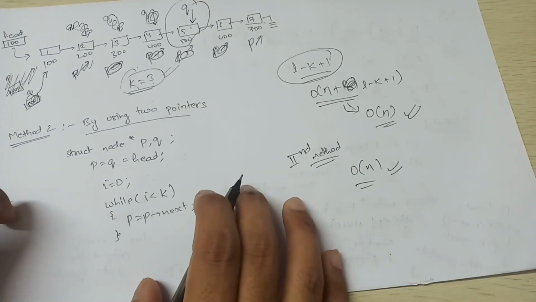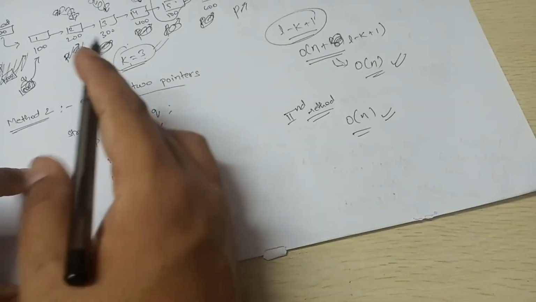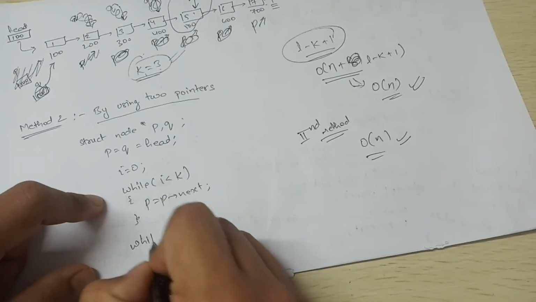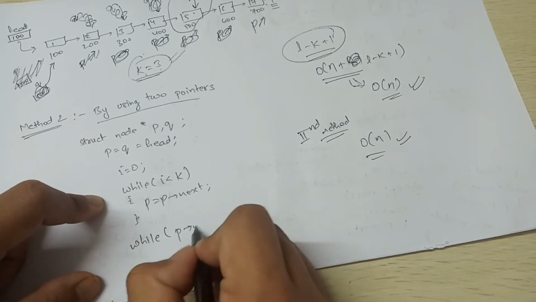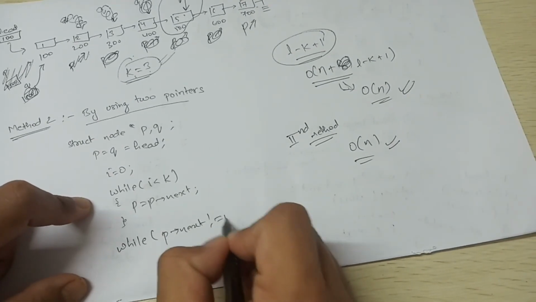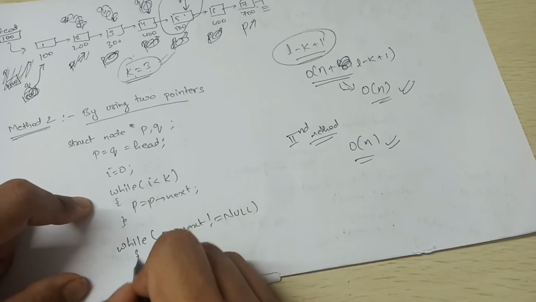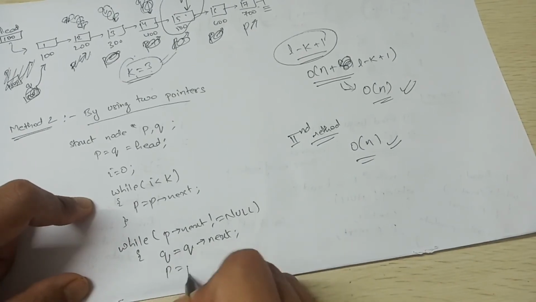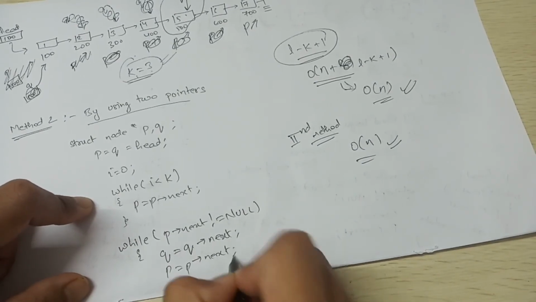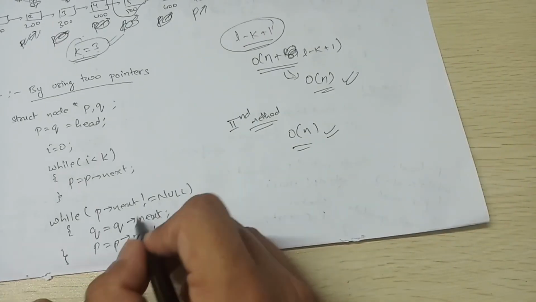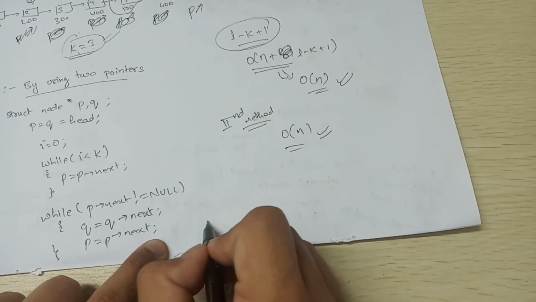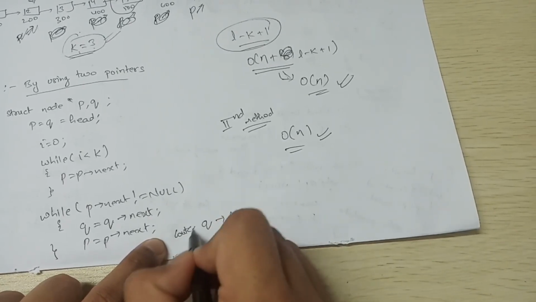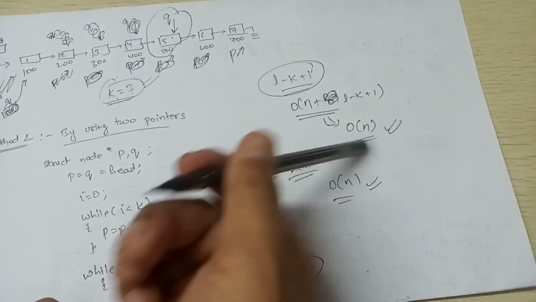Now see the part where we increment the pointers. You can say while P next is not equal to null, until the P next pointer is null, you have to increment Q as well as increment P. Now as soon as P becomes the last node, you just have to print out the Q data. So this is the solution, and this is the time complexity of both methods.